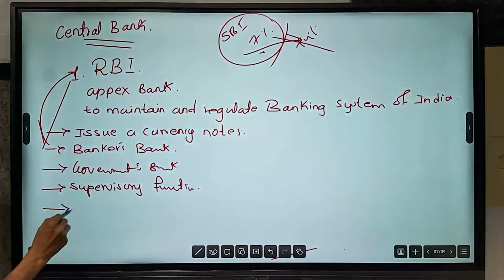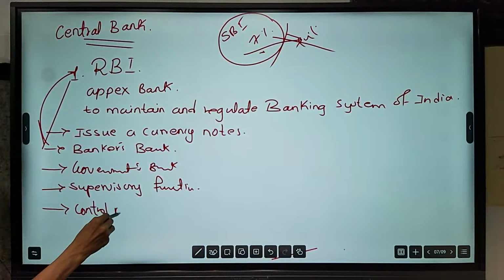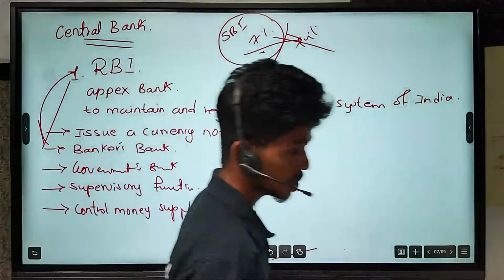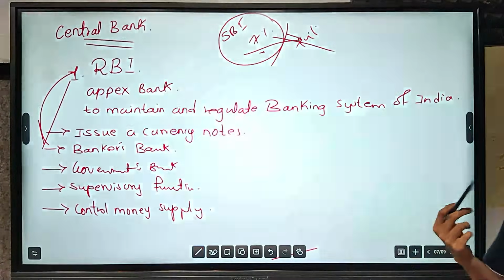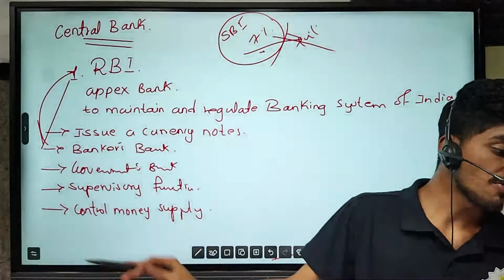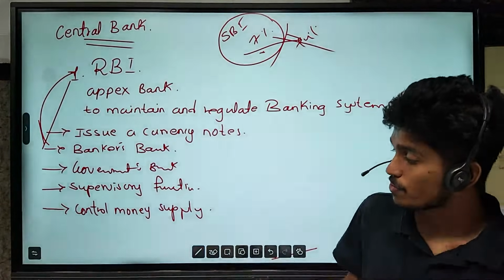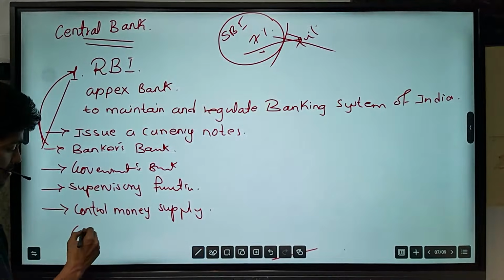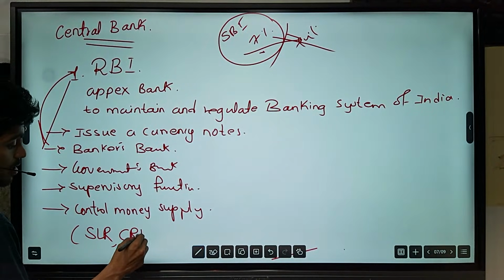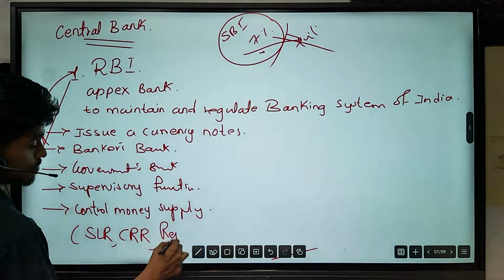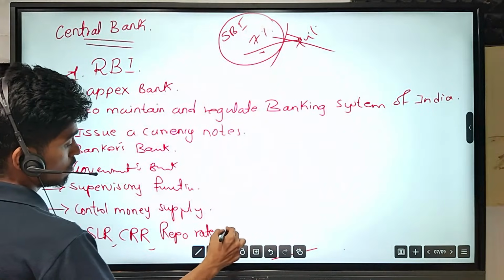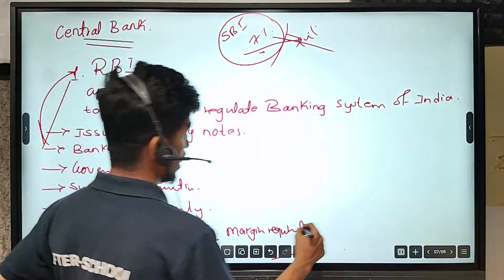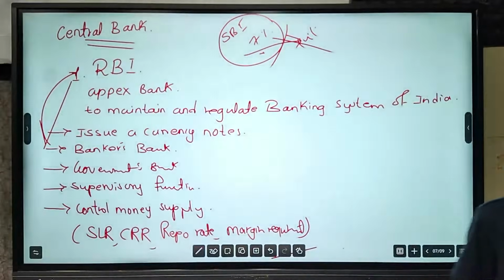Then the third one is to control the money supply in India. How does it control the money supply? Inflation can occur, meaning prices can rise, and certain deflation can occur when prices are falling. So what RBI does is control the money supply through certain quantitative measures: SLR, CRR, then repo rate, margin requirement. These are the certain tools that RBI uses to control the money supply in India.